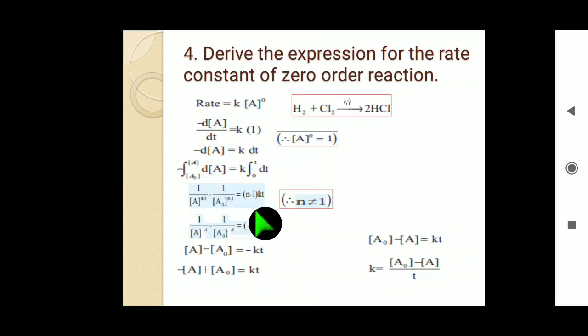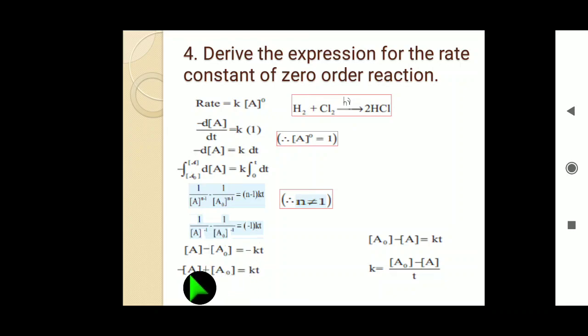Here, in the place of n, just write 0, because the order of reaction is 0. So we write 1 by A power minus 1, minus 1 by A naught power minus 1, equals minus KT. Then we can get concentration A minus concentration A naught equals minus kT.